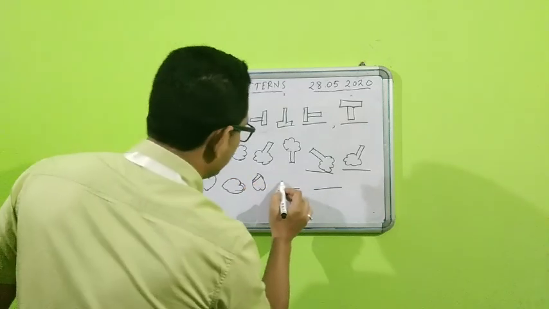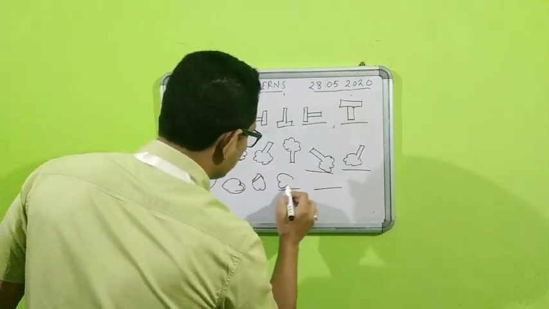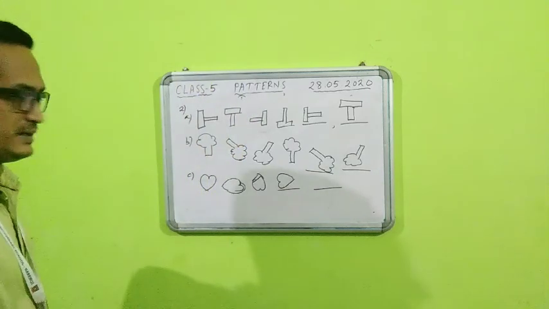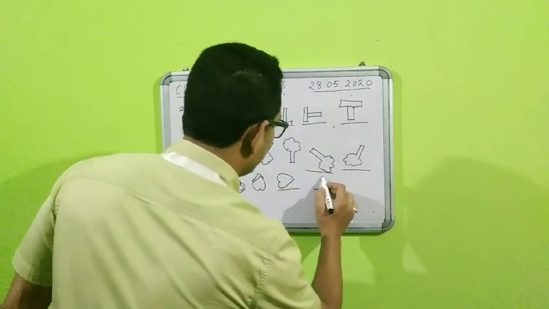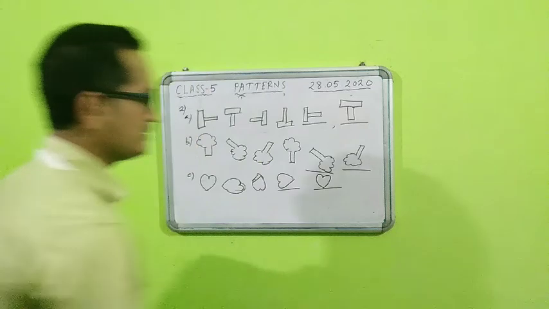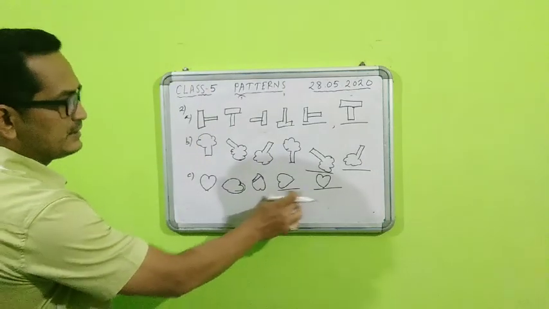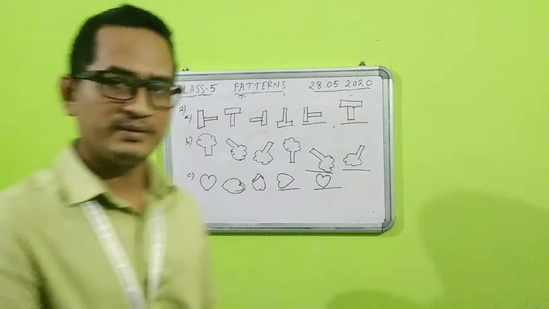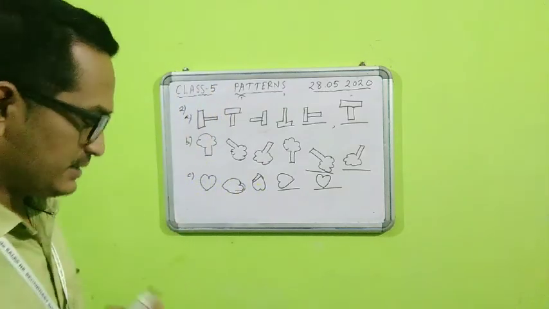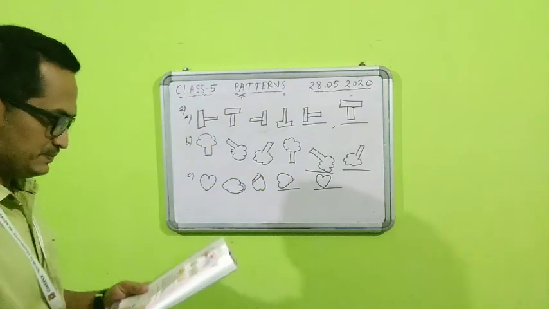So the next figure will be like this, a 90 degree turn, and finally it will come back to the original position. So 90 degrees, 90 degrees, 90 degrees, and 90 degrees. So that is a 1/4 turn actually taken in this particular figure.